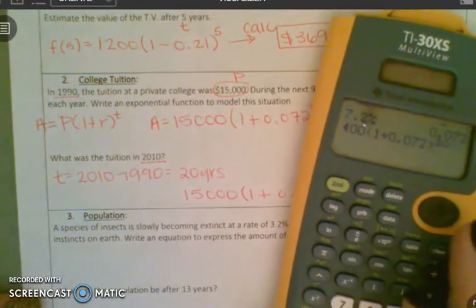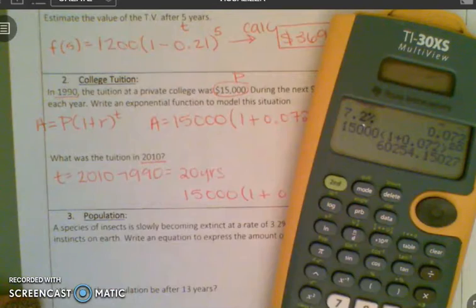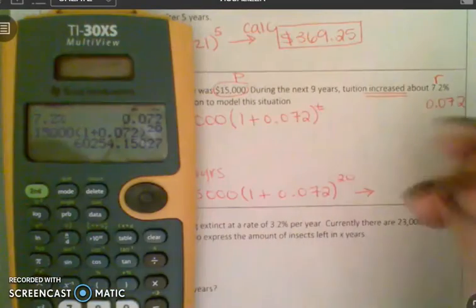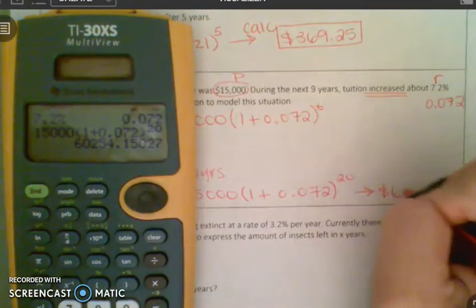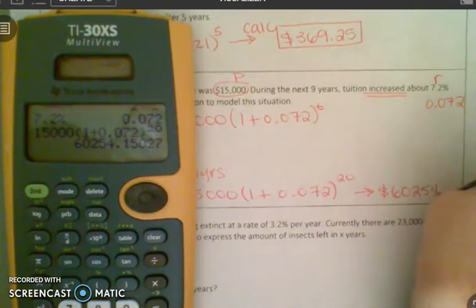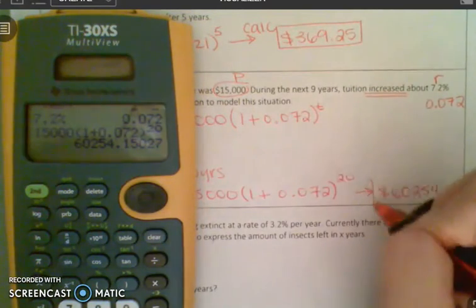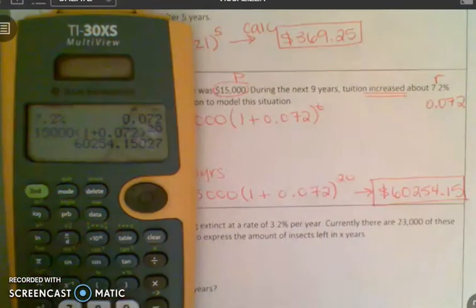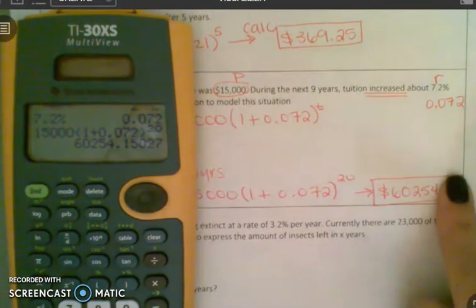Sorry, guys. So when I type that in, I get $6,254.15. If it wanted you to round to a whole number, you would just take the 15 off because it would round down. So it'd just be 6254.